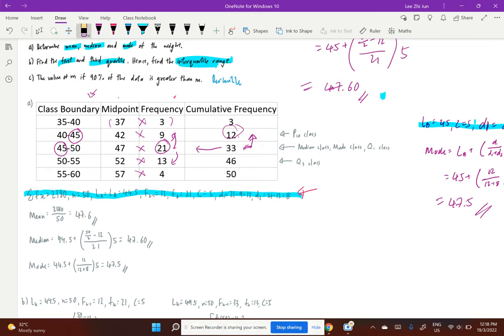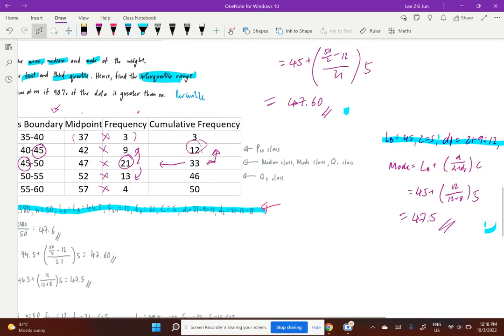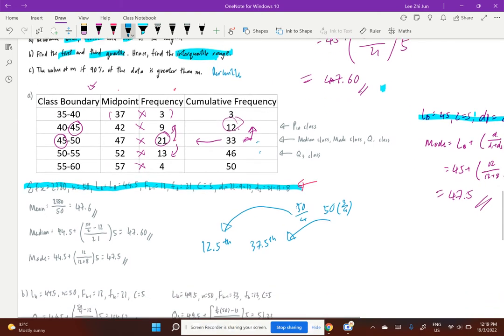So the second, find the first and third quarter. Okay, let me define the first and third quarter. So the first quarter is the 12.5 observation, while the third quarter will be the 37.5 observation. How I find it is 50 divided by 4 and 50 times 3 over 4. So from this, the 12.5 is like here also. So the 37.5 is like here. Okay, so let me do it.